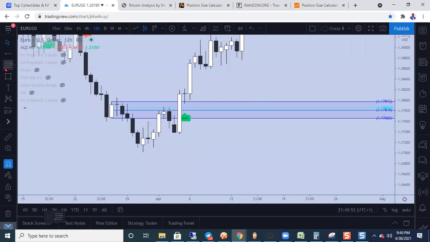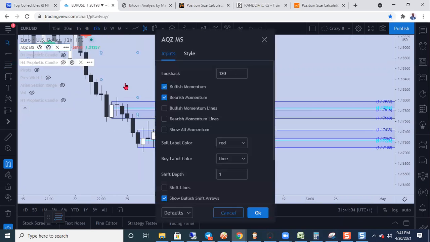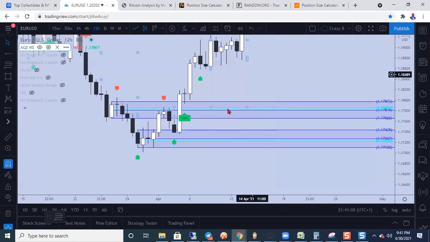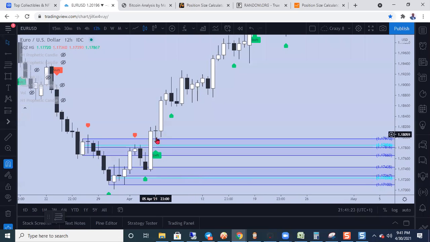Where would we be anticipating our buy from? We'll be anticipating our buy from this last bearish candle. Again, if we call up our AQZ momentum shift and put up show all momentum, we should have an arrow pointing at that last bearish candle, right? Pretty simple. Trying to break down the momentum shift so you could use it, right? So let's leave the arrow for now and let's move on, right?